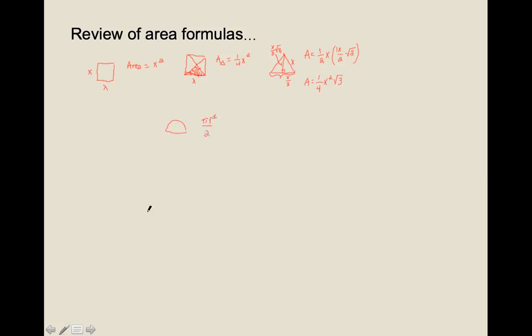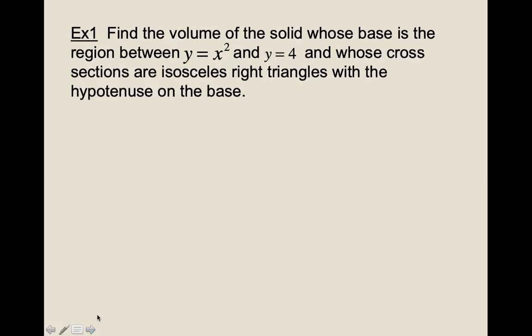All right, so let's take a look at some of our problems. The first one says, find the volume of a solid whose base is the region between y equals x squared and y equals 4, and whose cross sections are isosceles right triangles with the hypotenuse on the base. So remember, that's the example we just talked about in that previous slide, where we have an isosceles right triangle, right? And we have the hypotenuse here.